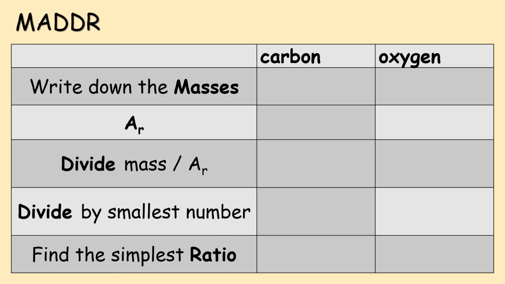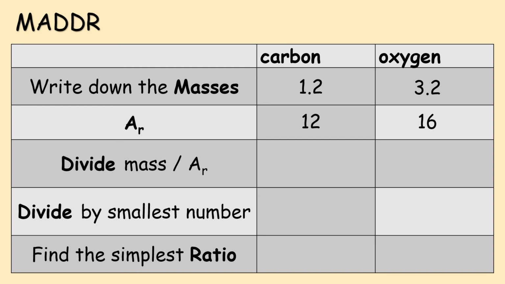Okay, so where do we start with this problem? Well, the first thing we do is we get MARD, and we're going to use this table. MARD stands for M, masses, A, relative atomic mass, D, divide, and R, ratio. So the first thing we do is write down the masses that we were given. We were told we had 1.2 grams of carbon and 3.2 grams of oxygen, so we just write those down in the table. Then we use the periodic table and look up the relative atomic masses of carbon and oxygen. Carbon is 12 and oxygen is 16.